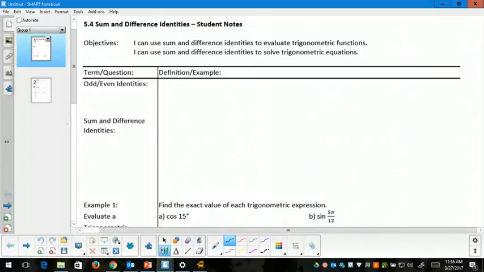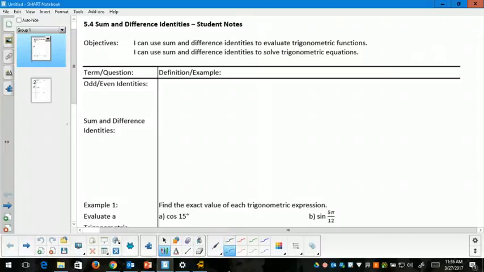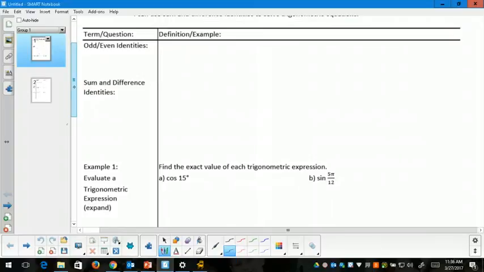This is lesson 5.4, part 1. Today we're looking at: can you use sum and difference identities to evaluate trigonometric functions and to solve trigonometric equations? Odd and even identities were covered already when we did our trig identities proofs. So you should already be familiar with these, but we're going to review them real quick.